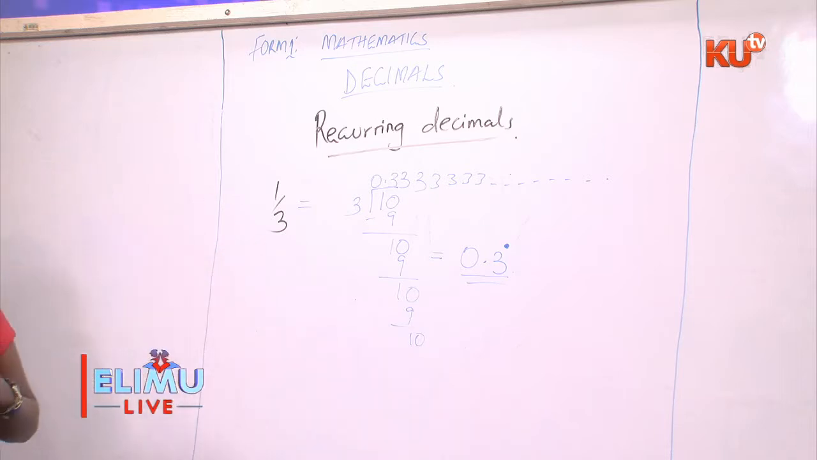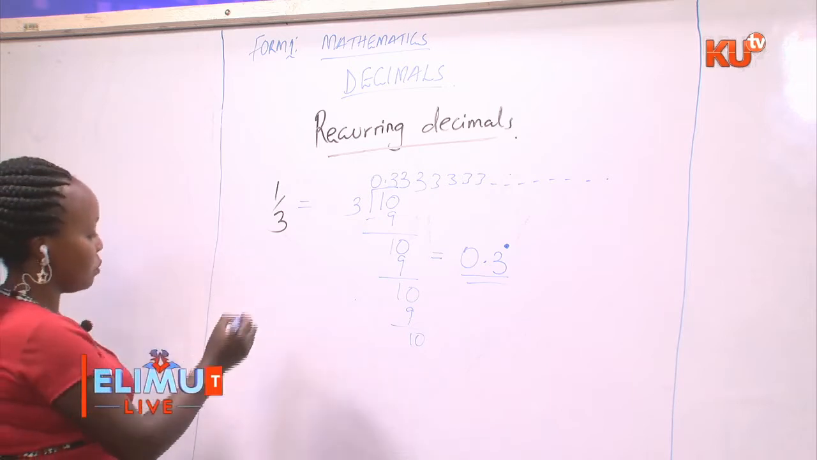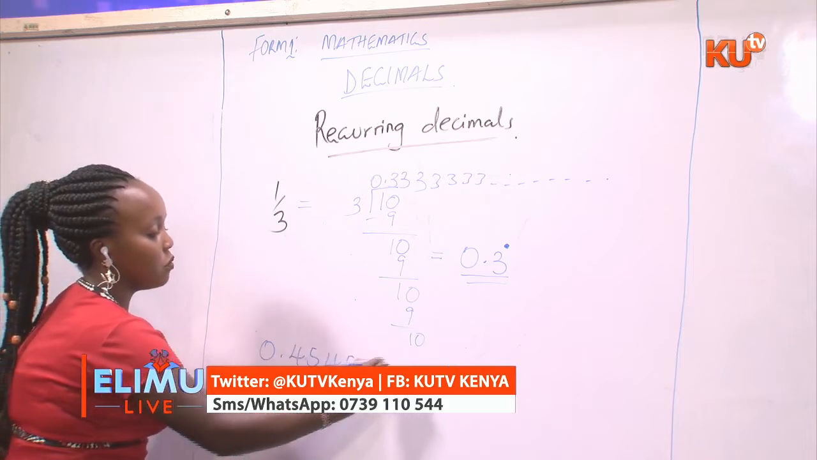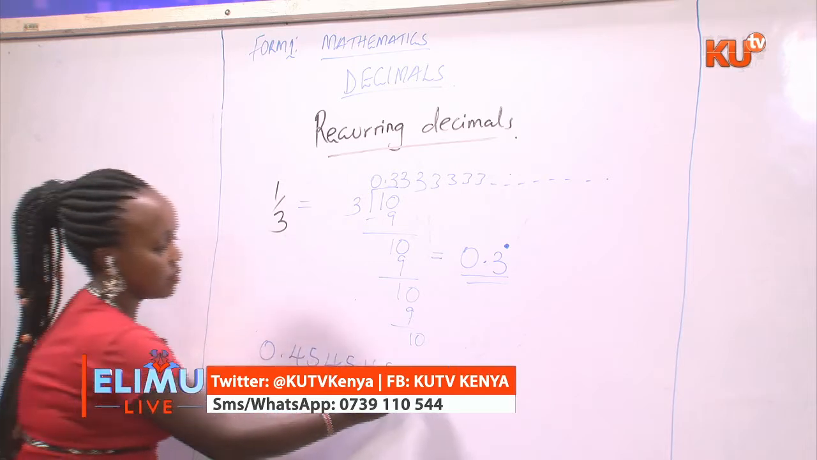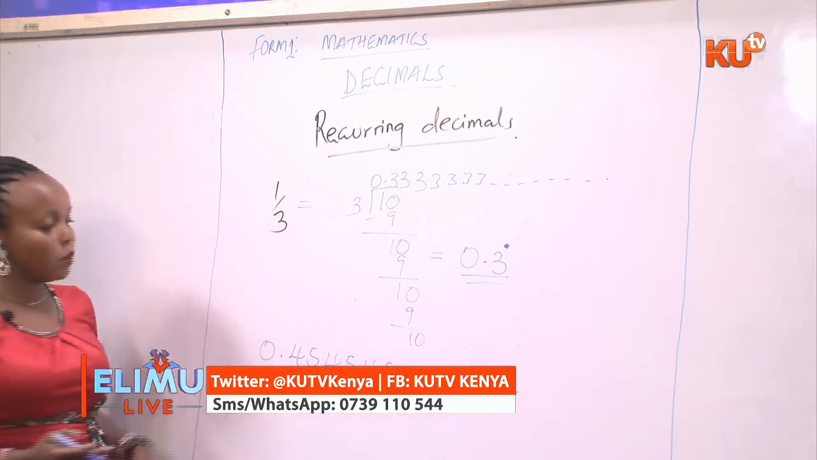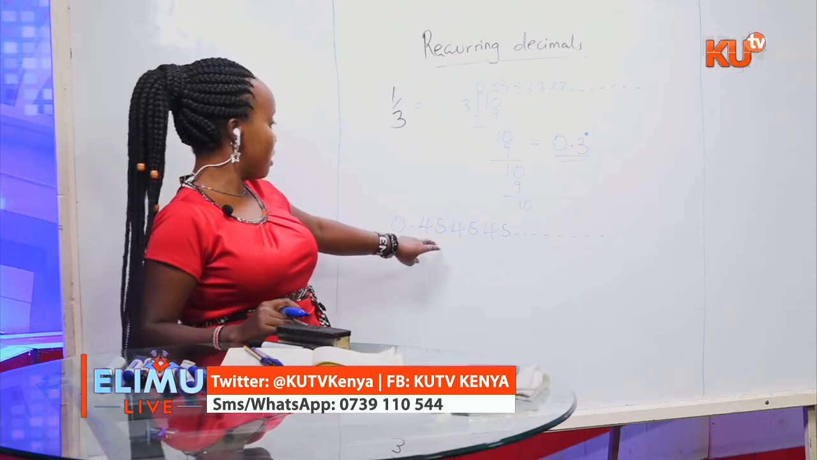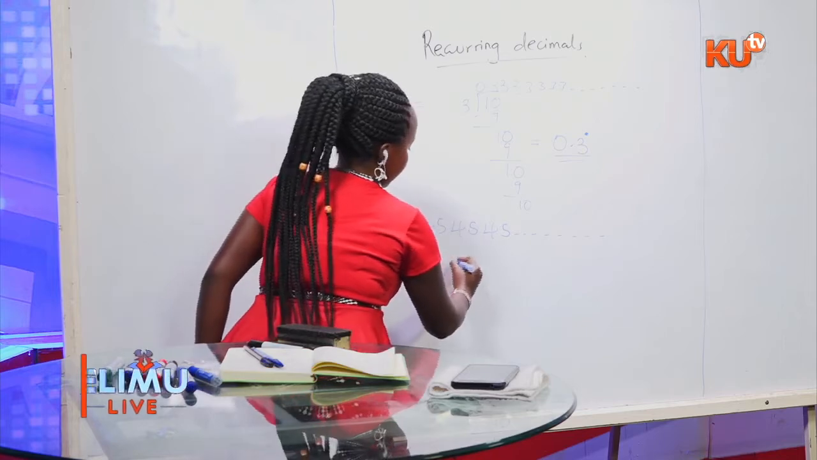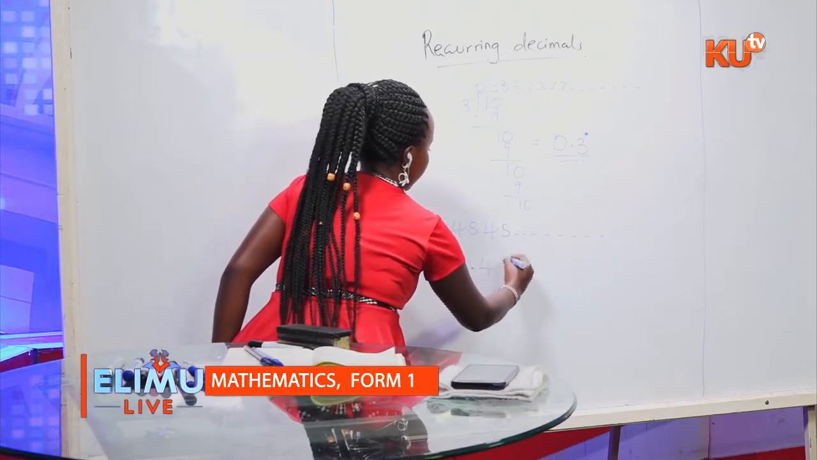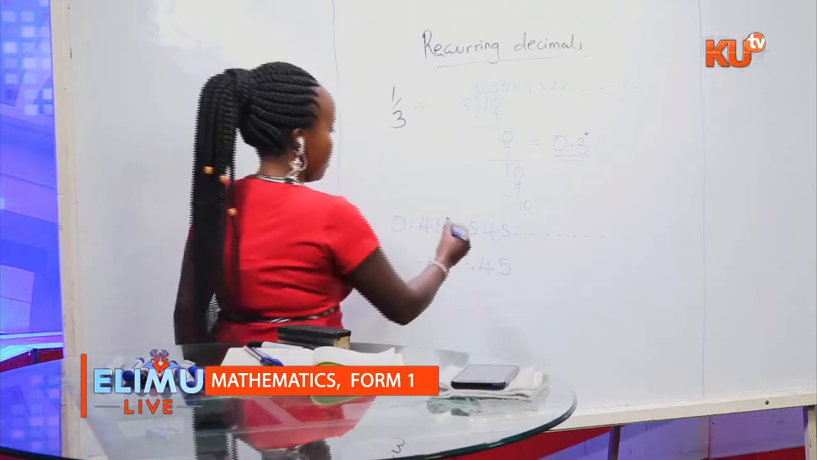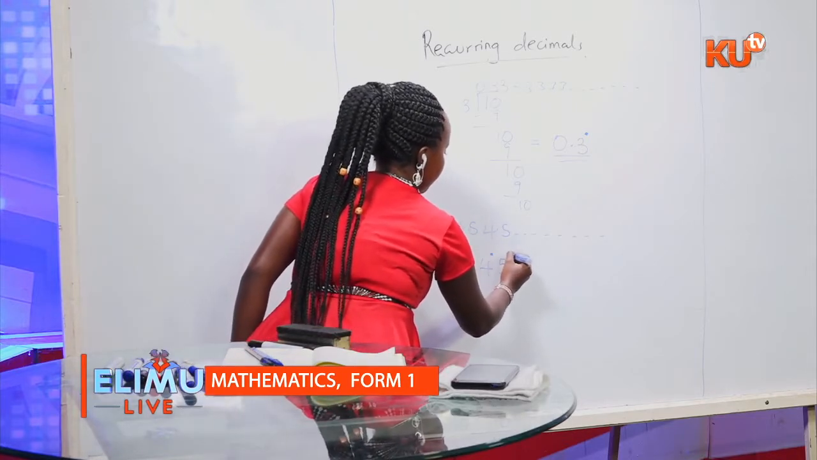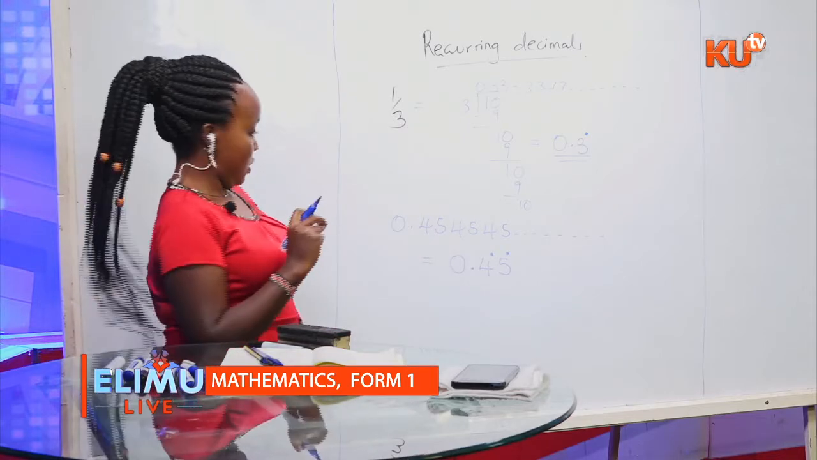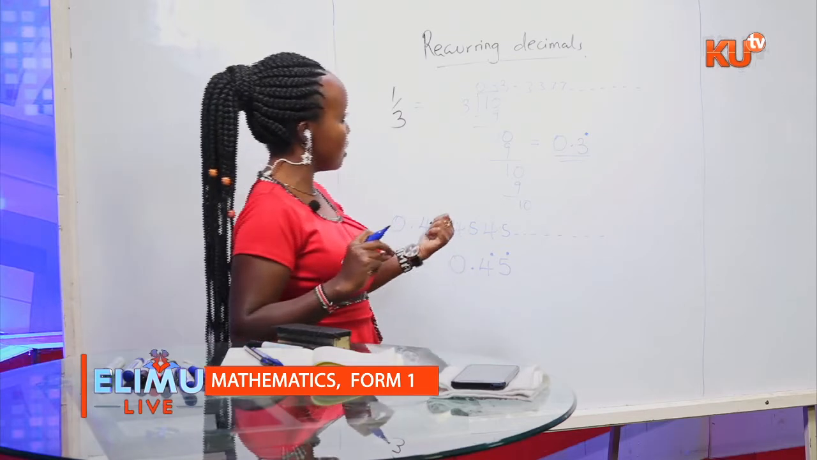If we have a decimal like 0.454545, in this example we are seeing that the digits that are repeating themselves are 4 and 5, 4 and 5, 4 and 5. So this will be written as 0, then the digits that are repeating themselves, 4, 5. Then we place a dot on top of 4 and 5 to mean that both the digits 4 and 5 are repeating themselves. So that is the second example of how we write recurring decimals.